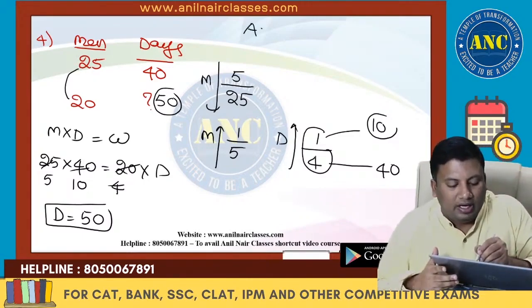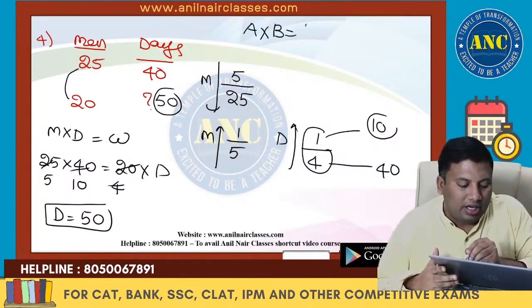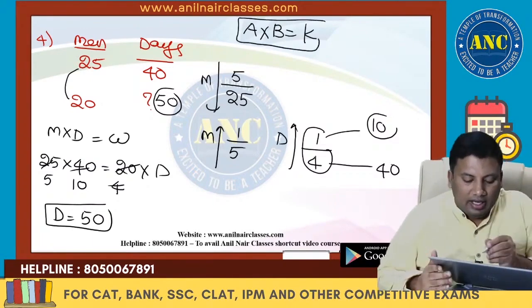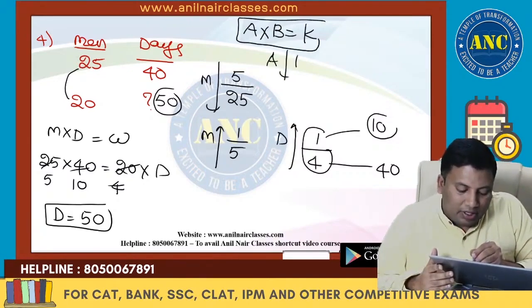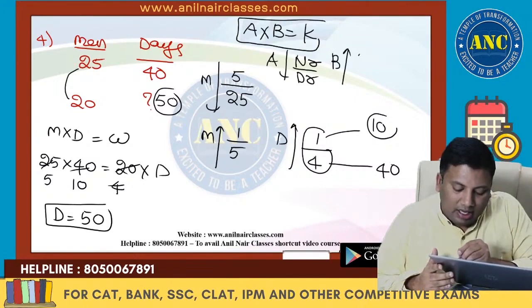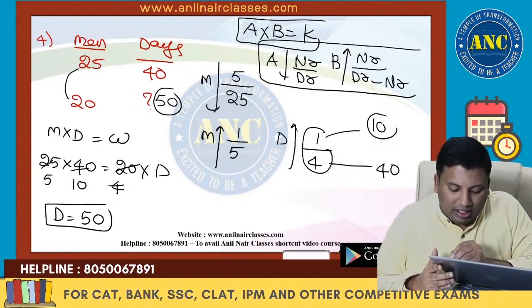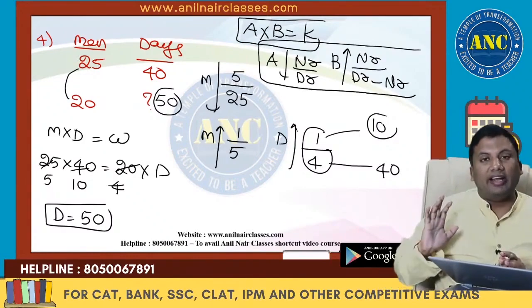A into B is equivalent to K. A decreases by numerator by denominator. B increases by numerator upon denominator minus numerator. Denominator minus numerator. I hope the idea is clear.